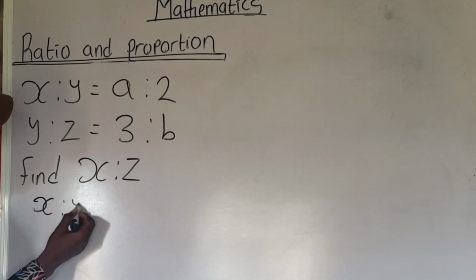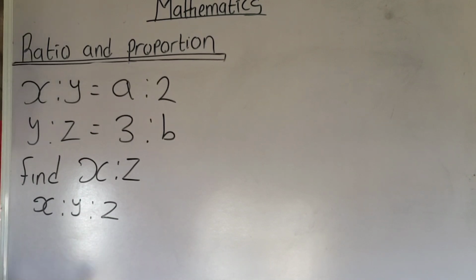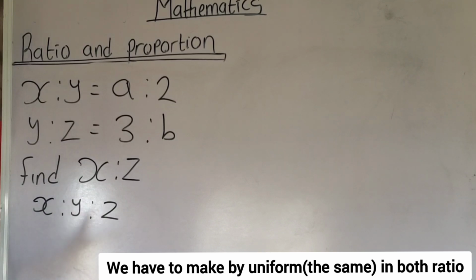To determine the value of x ratio y ratio z, we have to first make y uniform. Please pay attention. We have to make y uniform. How do we do that? We still go with the method that we've been using the other time.